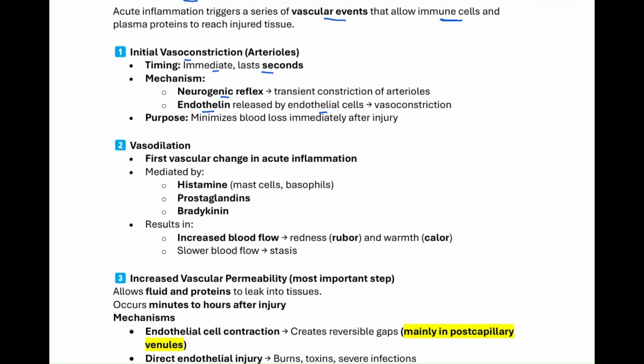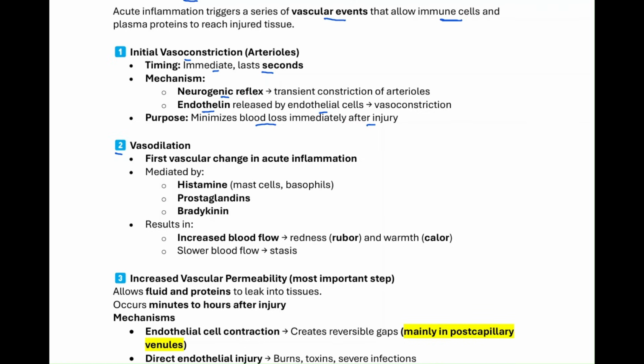Because of vasoconstriction, that will minimize blood loss immediately after injury. So the reason why we have this in place is to minimize blood loss immediately after injury. The next step is going to be vasodilation. That will be the next vascular change.